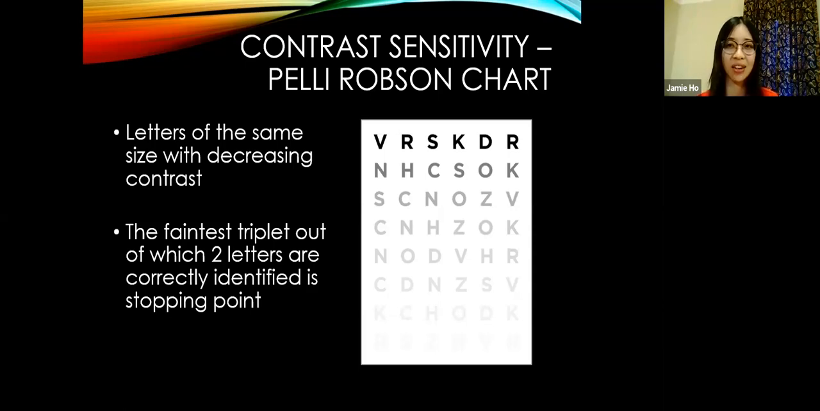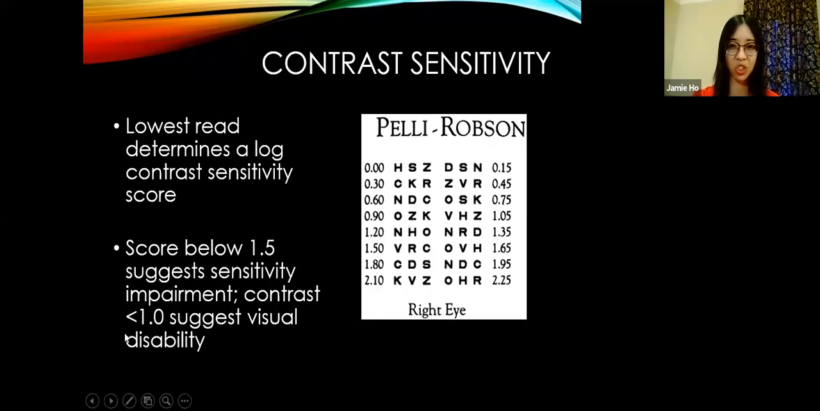Recently, there's also a lot of contrast sensitivity testing for maculars, for supplements. I know MacuHealth also does one too. The starting point is the faintest triplet in which two letters are correctly identified. So it's like visual acuity. You go down this chart until the patient says, I can't see anything beyond that. Then there's usually a corresponding legend, and we want to convert this to a log contrast sensitivity score.